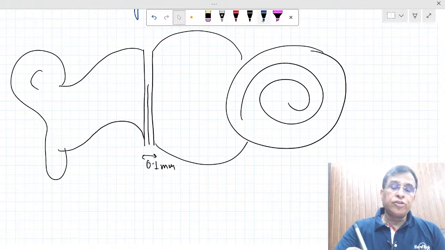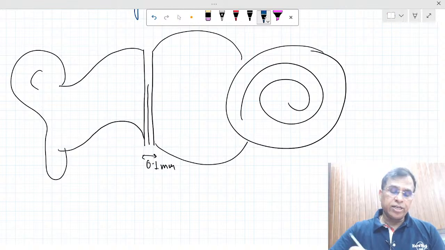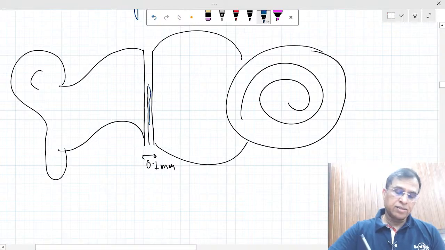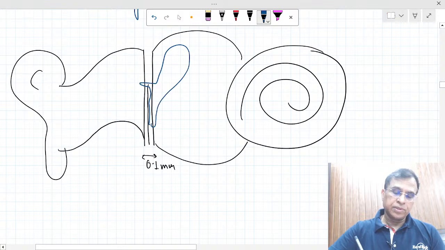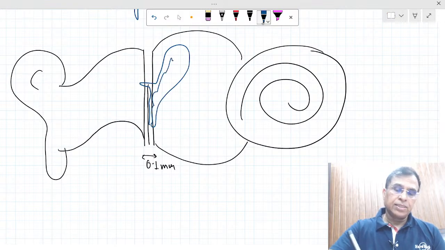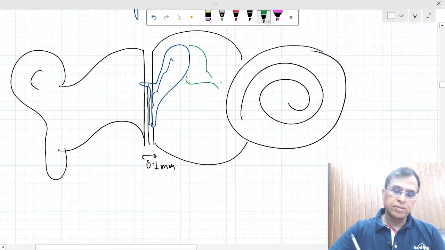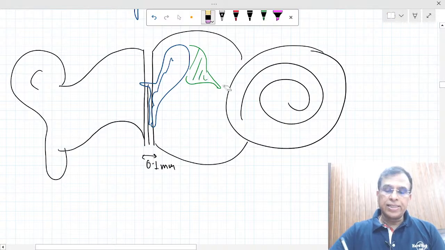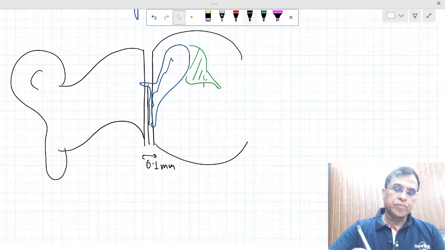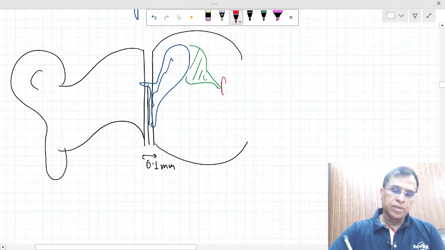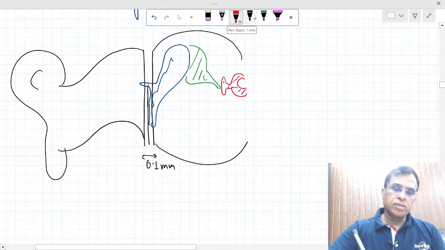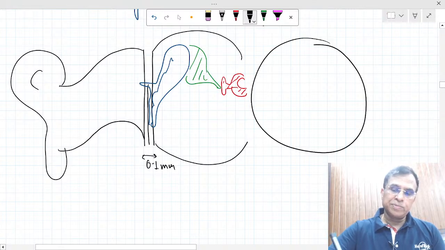Now in the middle layer there are three ossicles. There is the malleus like this. So the malleus we draw like this, malleus. Then the second ossicle, incus, can be drawn like this. This is the incus. And then there is the stapes. The stapes can be drawn like this. This is how we can draw the three ossicles of the middle ear.